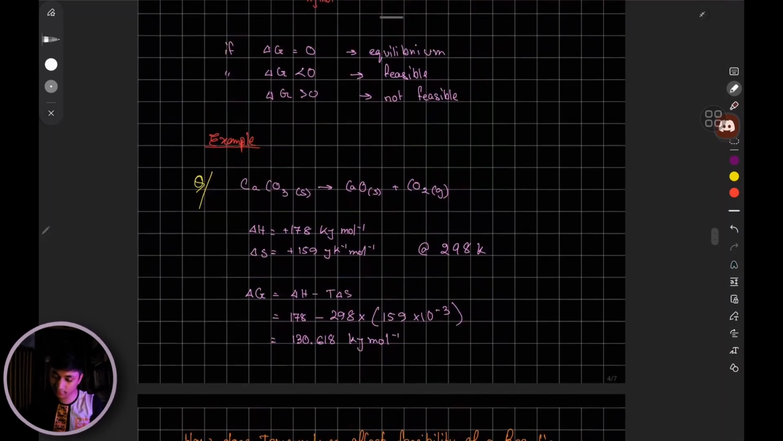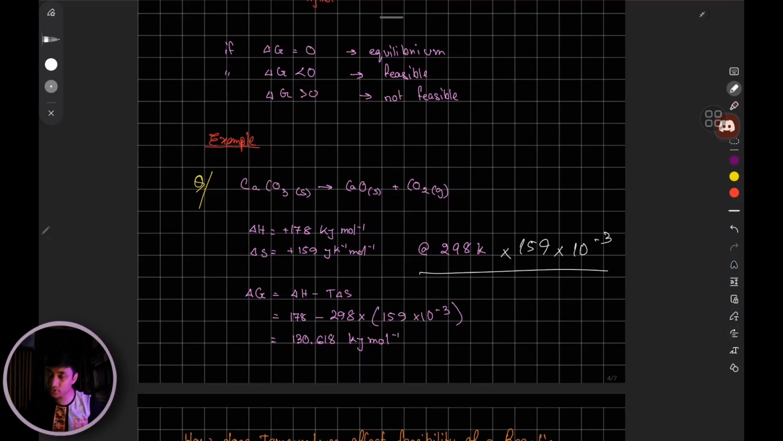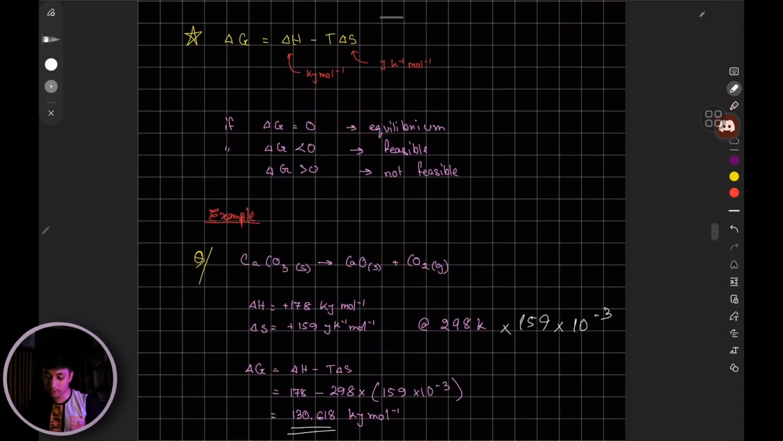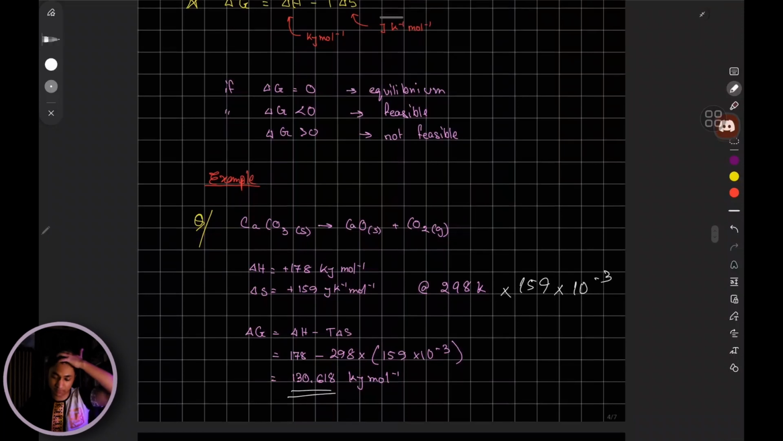Okay, so if we calculate for this, what is the enthalpy change of the system? This, 178 kilojoule per mole. What is the change in the energy due to change in entropy? Multiply 298 with the change in entropy, which is 159. But you need to convert this into kilojoules, so 10 to the power minus 3. So now you have the change in energy due to change in entropy. Plug that in over here, and what you're going to see is the Gibbs free energy is actually positive. What does this mean? This means the reaction is not going to happen at this temperature.